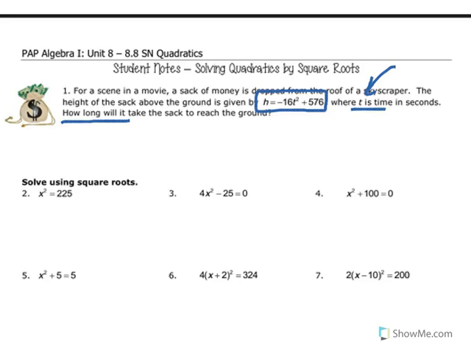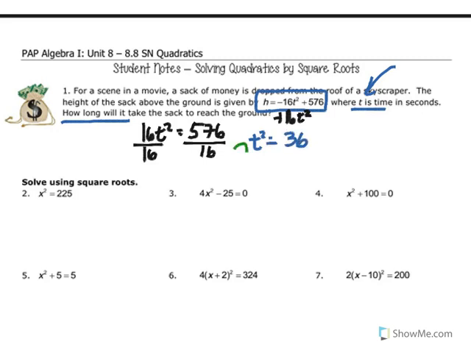So in order to do this, I'm going to add 16t squared to both sides of my equation, and we get 16t squared equals 576. Now I'm going to divide 16 on both sides, and I get t squared equals 36. And now we're going to take the square root of both sides, and we get t is equal to, that's a perfect square, plus or minus 6.